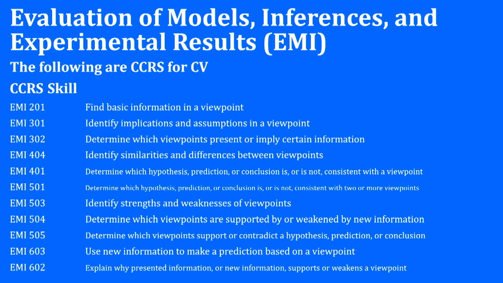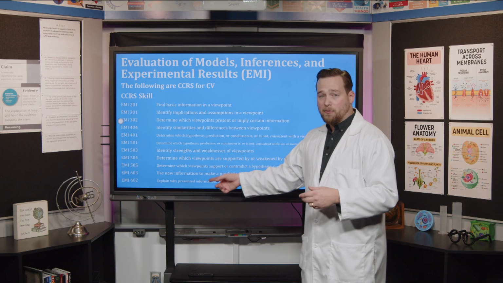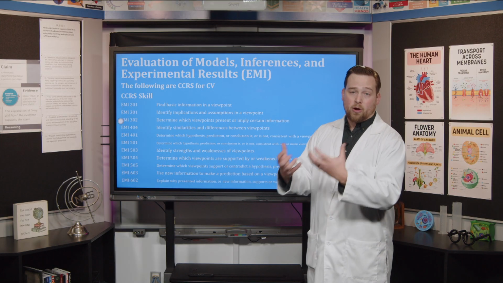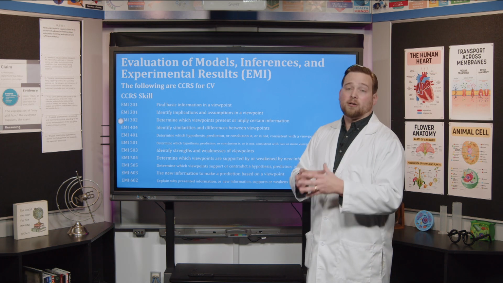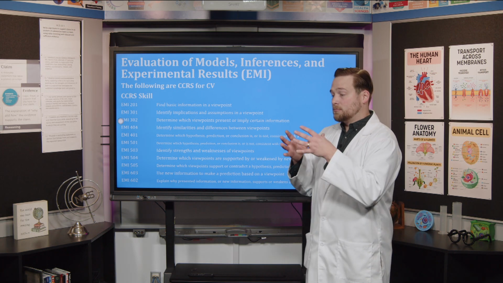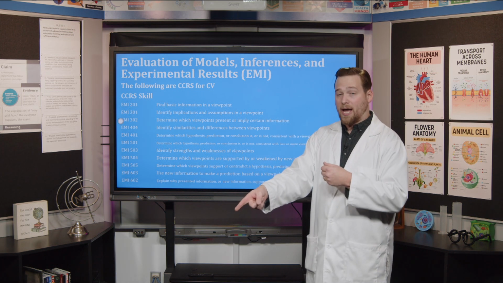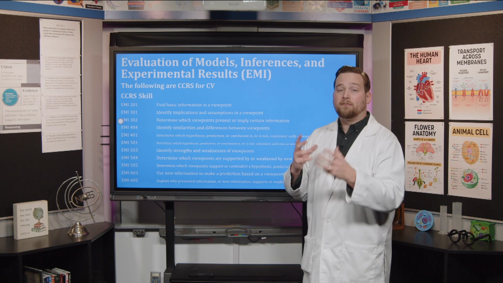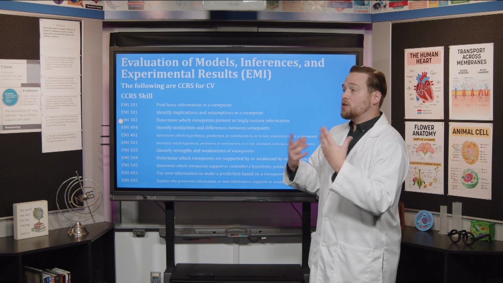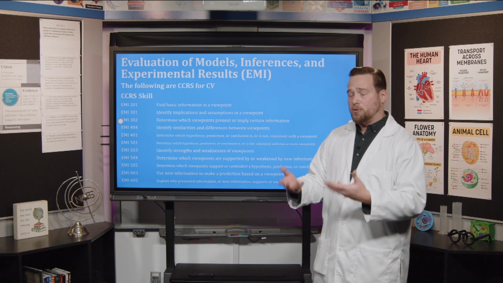All right, let's look at some of the more difficult ones down here. So EMI 603 says, use new information to make a prediction based on a viewpoint. Two things I want to point out. New information, predict. We're seeing that those are the difficult skills because they're not just skills that you can look at and point at on the test. You have to use your brain to kind of figure out what the answer is. So if you get questions like that, it's okay to spend more time on them.